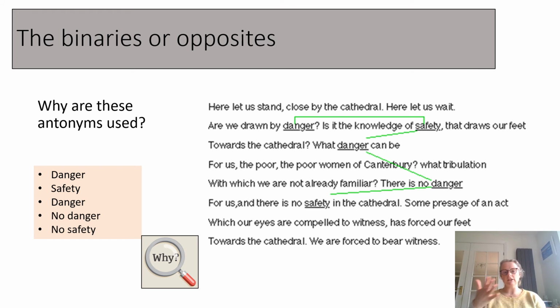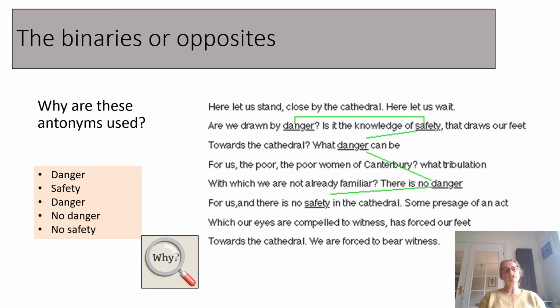So it ends on that idea of no safety, which, even though they're swinging between the two in this part of the poem, it's pretty clear at the end that they're frightened, that there is danger there. The other issue is that at the beginning, where you've got danger and safety, they are both framed as interrogatives. I think there are four interrogatives or questions in the first part of this verse. So they're wavering between, is it safe or is it dangerous? But it's that fear that comes out of the poor women of Canterbury.